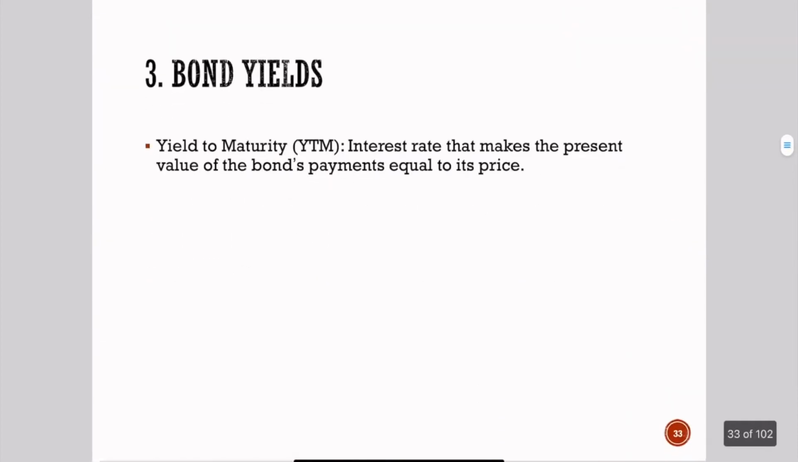Okay, now let's talk about bond yield. Obviously, if you're thinking about the bond pricing formula, you could see that bond yield is very important, right? Because it is the discount factor to discount coupon payments and par value. Now, what is the definition of yield to maturity? Well, yield is the interest rate which makes the present value of the bond's payments equal to its price.